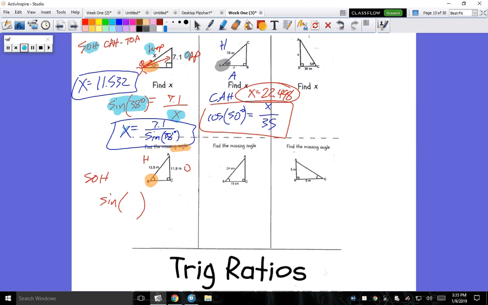So, I'm going to put sine of some angle. Let's put theta. I want you to get used to theta. This is for angles. The sine of some angle. This is like if you were to put sine of x. It's an unknown. It's a variable. Is equal to what? 11.8 over 13.5.